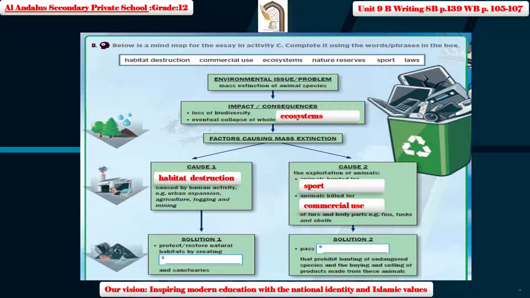Solution 1, protect and restore natural habitats by creating nature reserves and sanctuaries. Okay, and solution 2, pass laws that prohibit hunting of endangered species and the buying and selling of products made from these animals.